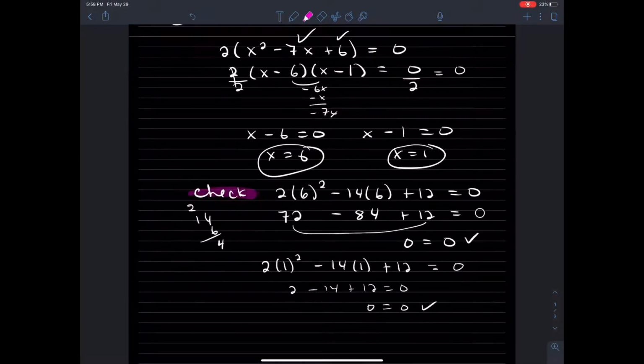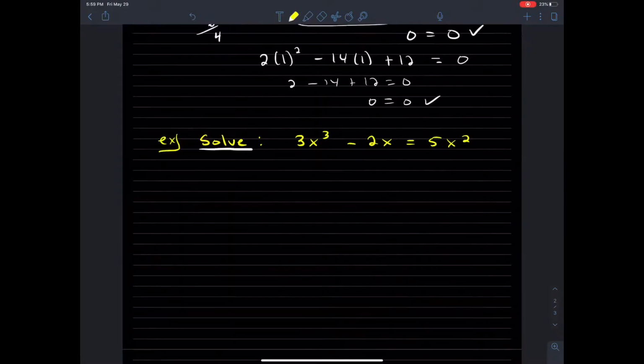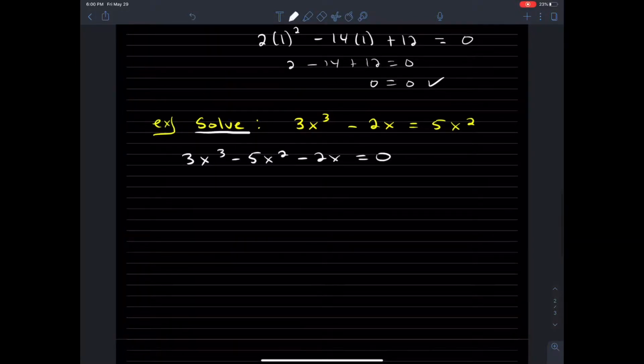We're going to solve this new equation, and it's not in standard form, so first we need to get 0 on one side. I'll subtract the 5x squared on both sides, but I want it to be in descending order. So 3x to the third minus 5x squared minus 2x is equal to 0. Now we want to factor completely. Notice how we have an x in common now. So I'm going to factor an x out.